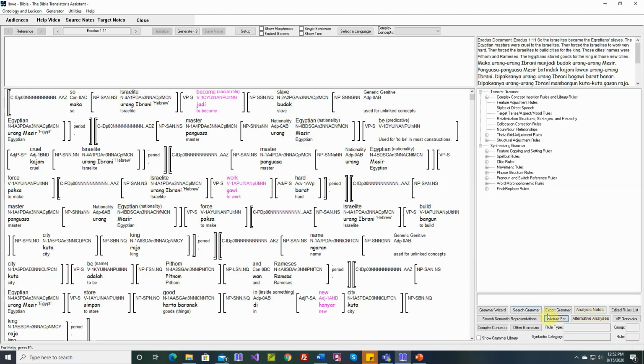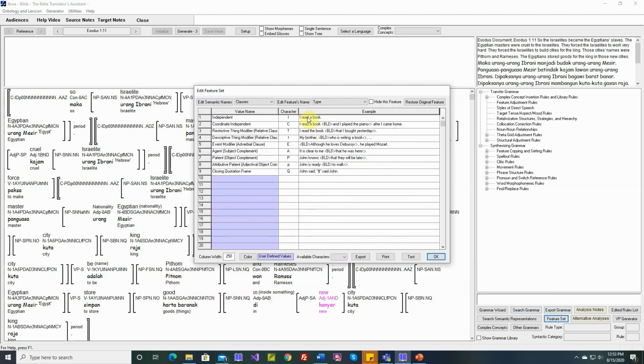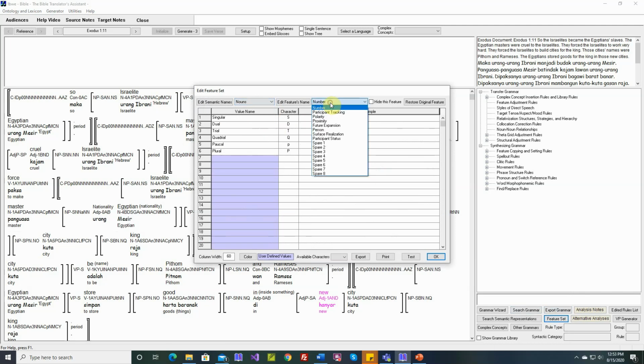This video will describe the features that are associated with nouns. So we'll come here, and here are the features associated with nouns. We'll talk about these one by one. Okay, number. The values are singular, dual, trial, quadrial, paucal, and plural. Paucal means a few, like I read a few books.